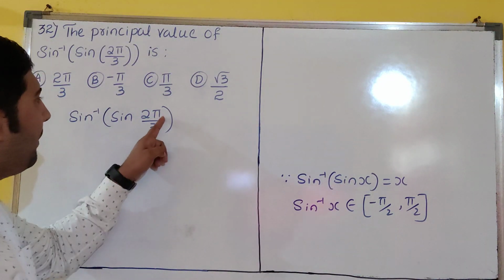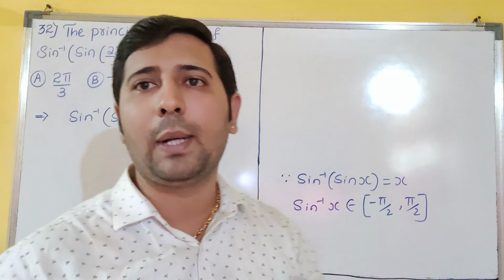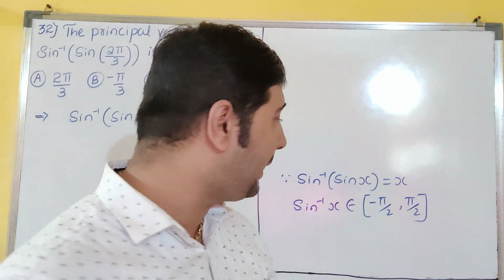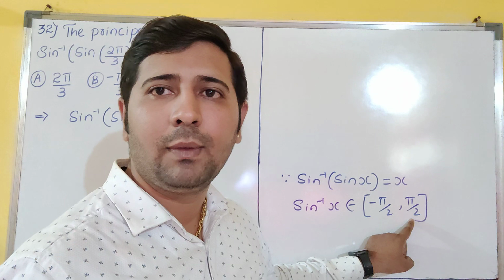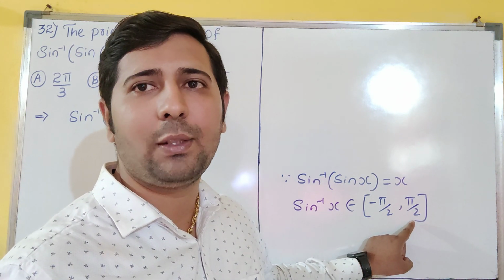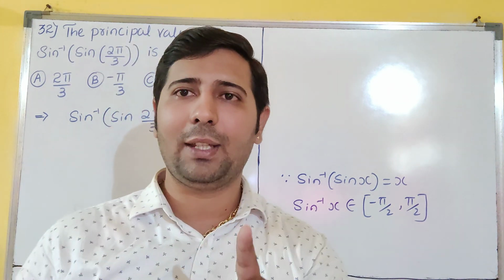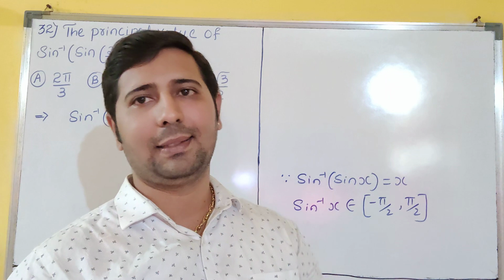So see here. Pi by 3 is what? 60. 60 into 2 is how much? 120, dear students. 120 is crossing 90 or not? 120 crosses 90. 2 pi by 3 means 120. So that's why you can't say it is a correct answer, dear students.